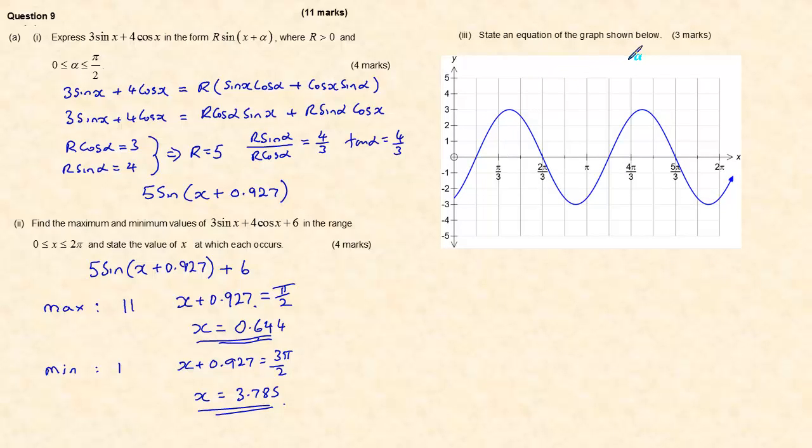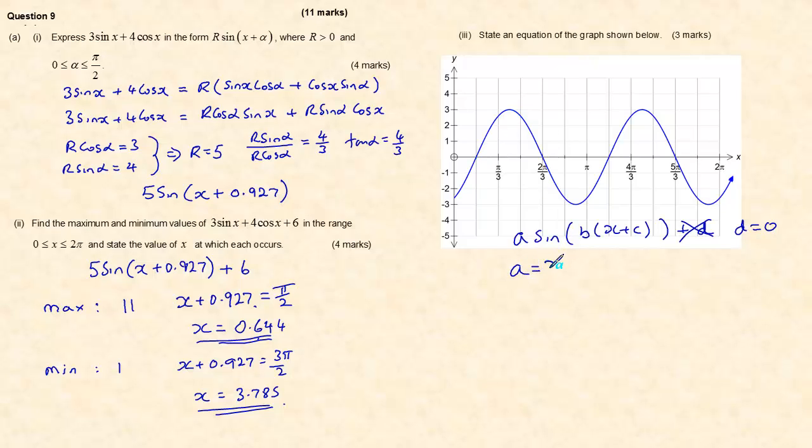State an equation of the graph shown below. So I'm going to think about this as being a sin(bx plus c) plus d, and then look at what the various coefficients are. If I look at it, I can see that the mean line is the x-axis. So we have no vertical translation. From the mean line we go up 3, we go down 3, and at the start of the graph, or near the start of the graph, it's going upwards.